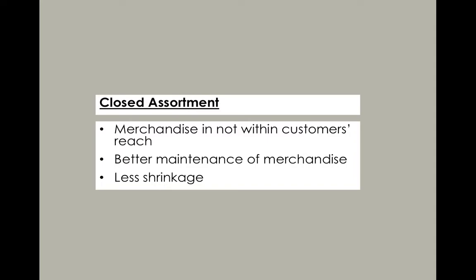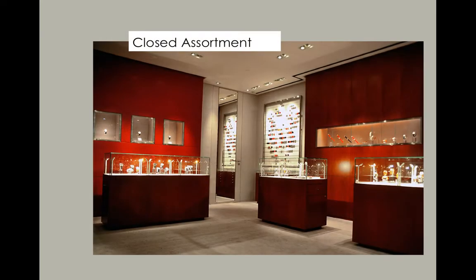So it also means that there's less shrinkage. Less shrinkage means that the stocks are missing less frequently. This is because stocks are less likely to be pilfered, stocks are less likely to be misplaced, again because of the very low amount of handling that merchandise gets. So we can imagine that closed assortment would be used for merchandise that are more valuable, that are generally smaller. For example, expensive watches.